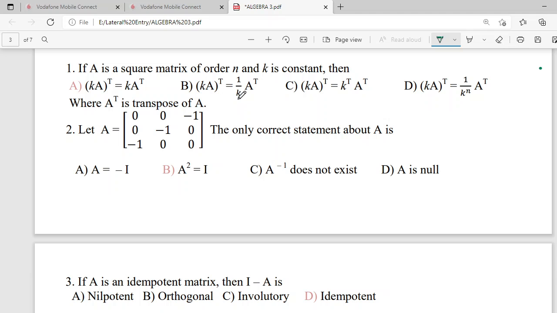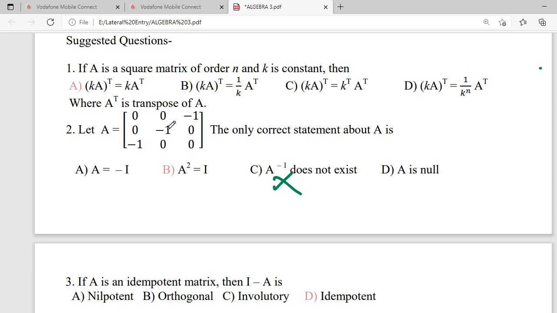A square is what? A inverse doesn't exist. Is it true or not? A inverse must exist because A is non-singular. So it is false. A inverse exists because the determinant of A is what? 0, 0, minus 1 into 0 minus 1 into 0 minus 1. So its determinant is not 0. So A is non-singular. So A inverse must exist.